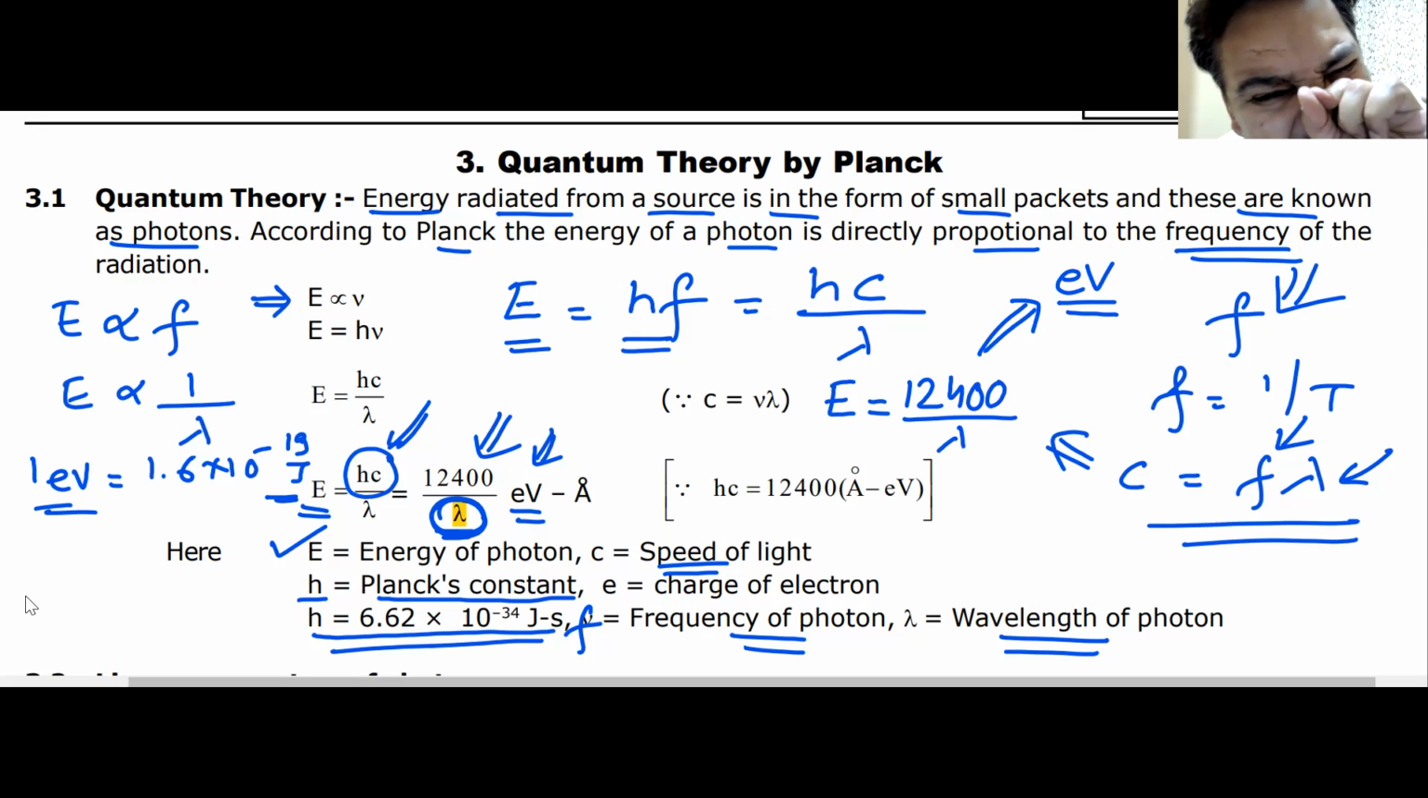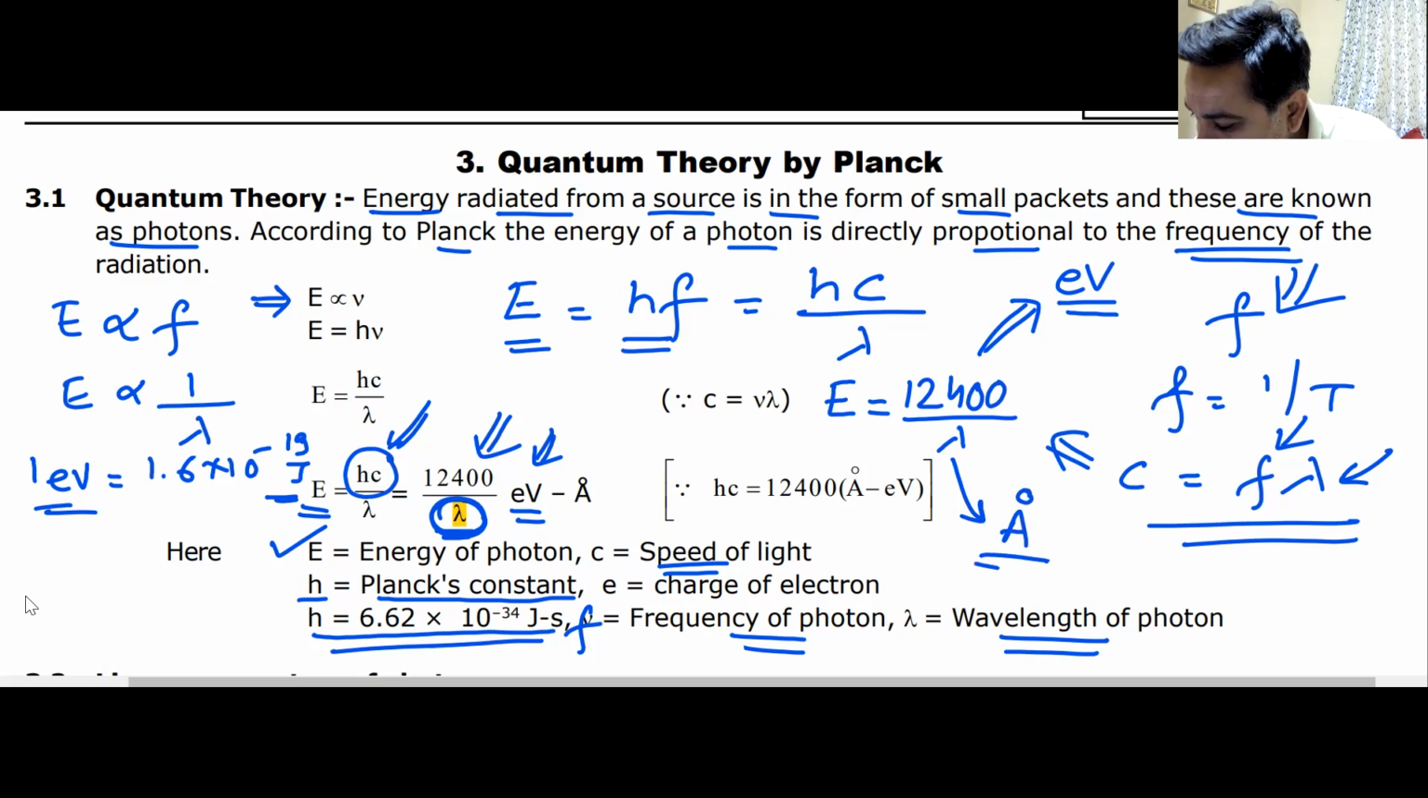But there's also a small thing that you must remember. This lambda has to be in Angstrom units. Do we understand this? Yes, sir. How much is one Angstrom unit? 10 to the power of minus 10. Yes. So convert the wavelength into Angstrom units, and you will have the energy of the photon in electron volts. Do we understand this?